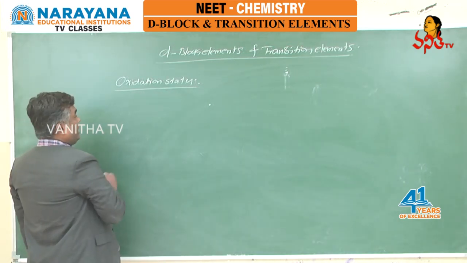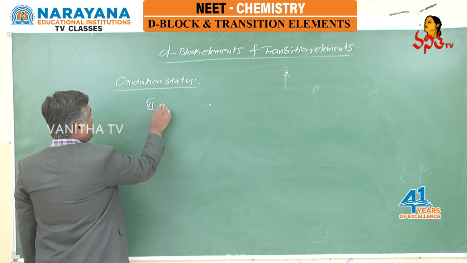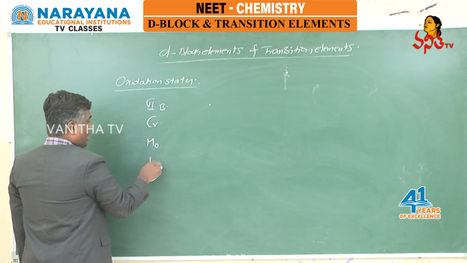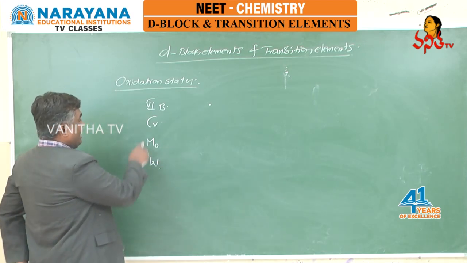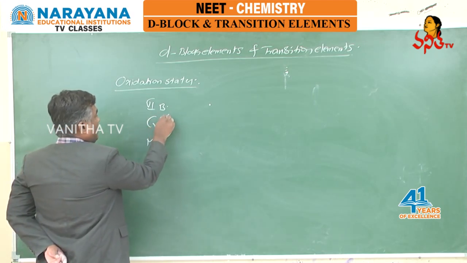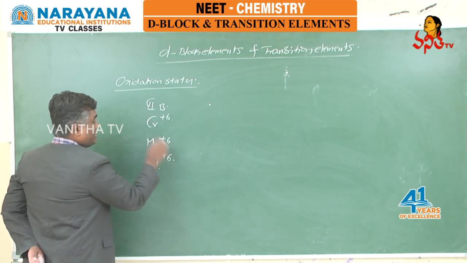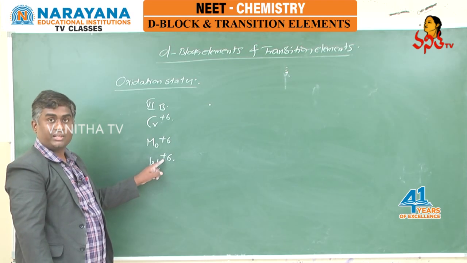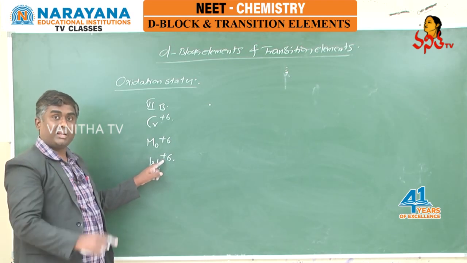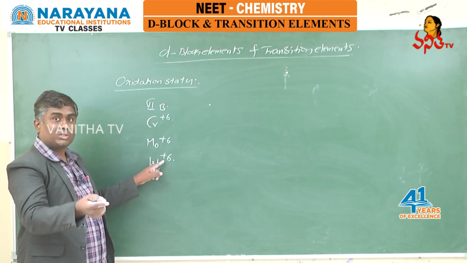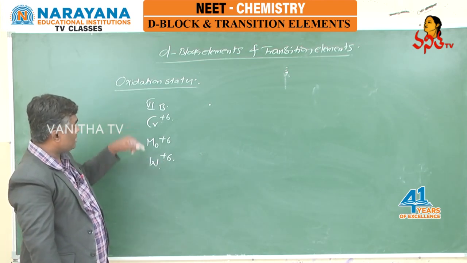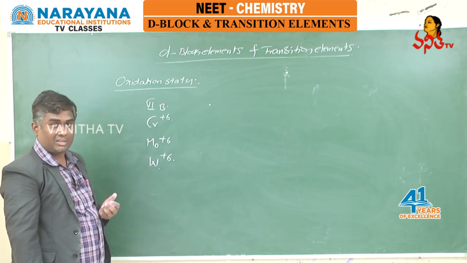Okay. Now, if you see particularly the 6th B group elements, chromium, molybdenum and tungsten, you know, these 3 elements can exhibit the +6 oxidation state. So we can say these are the highest oxidation states because the oxidation number of an element should not be more than its group number, and chromium, molybdenum, tungsten, as they belong to 6th B, can exhibit the highest +6 oxidation state.